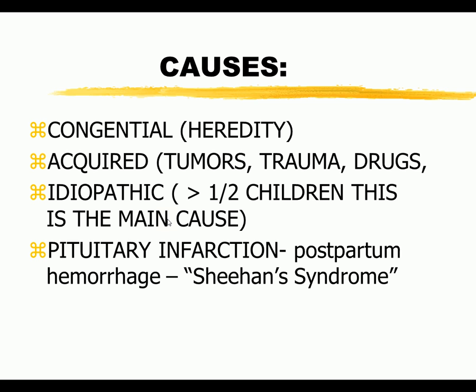It can be because of something going on with the pituitary gland itself, such as postpartum hemorrhage, known as Sheehan syndrome. And that's when the pituitary gland enlarges during pregnancy. And when hypotension results from hemorrhage, ischemia and necrosis of that gland will occur. Now, this condition usually develops immediately after delivery, but some cases can occur later on.